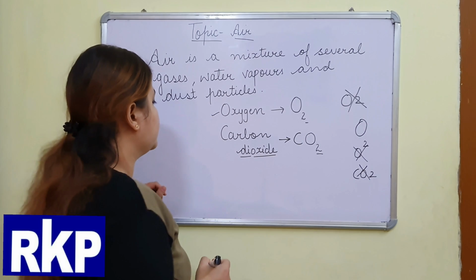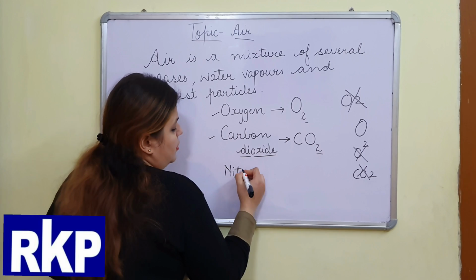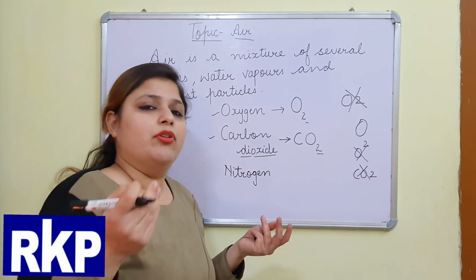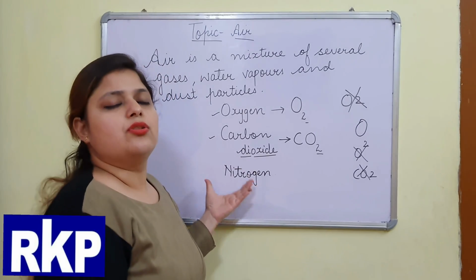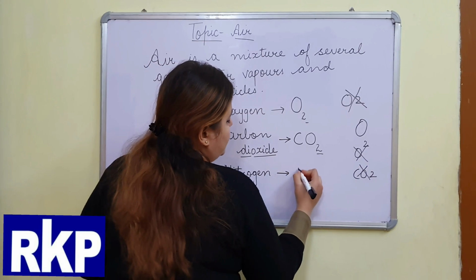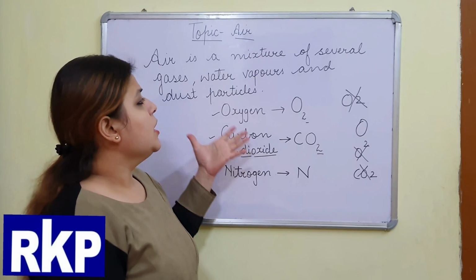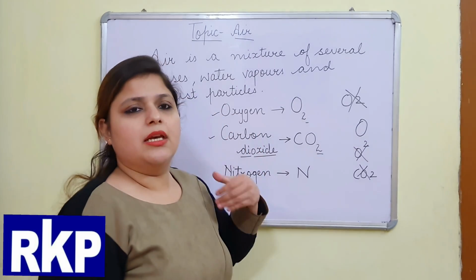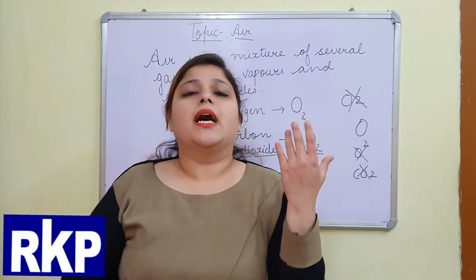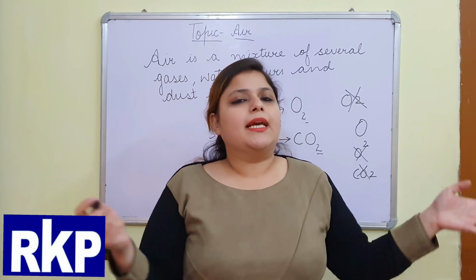So gases like oxygen, gases like carbon dioxide, gases like nitrogen. Many of you must have heard about nitrogen, but some students have not. Nitrogen is also a type of gas which is present around us. Nitrogen is written as capital N. This is the symbol of nitrogen. Clear? Not only these gases, there are many more gases present in our air, like hydrogen, helium, neon, argon, etc.